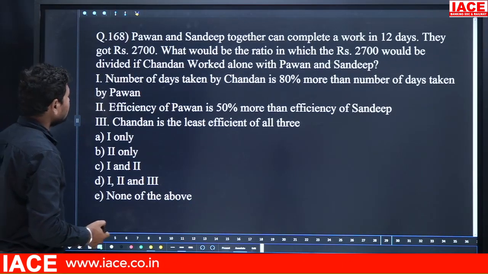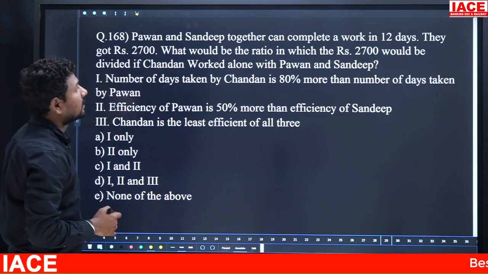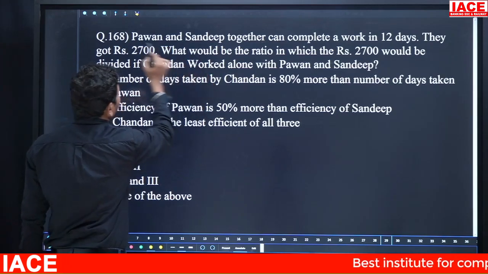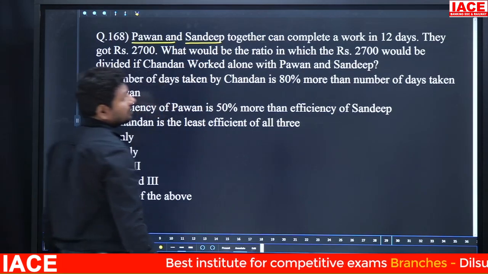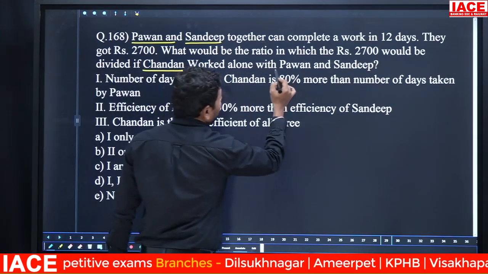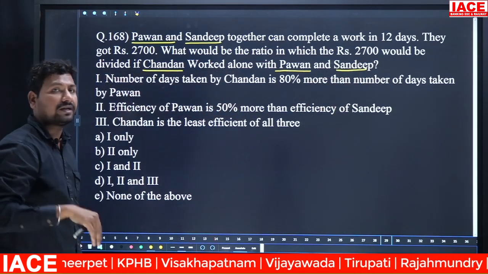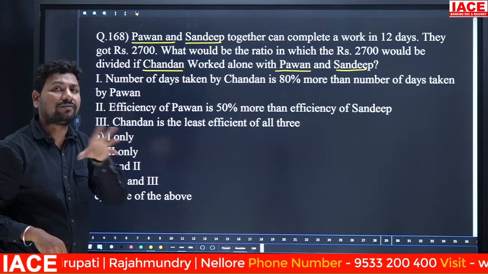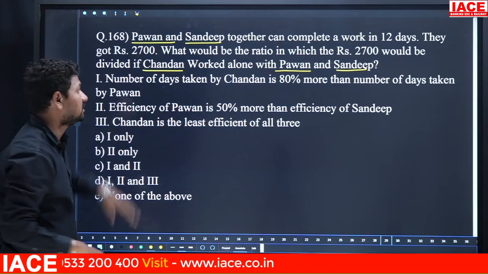Next. Here, Pawan and Sandeep together can complete a piece of work in 12 days. If they get 2,700, what would be the ratio in which the 2,700 would be divided if Chandan worked along with Pawan and Sandeep? If 3 members are working, the total money is 2,700, then what is the Chandan value, the Pawan value, the Sandeep value. This we have to derive.